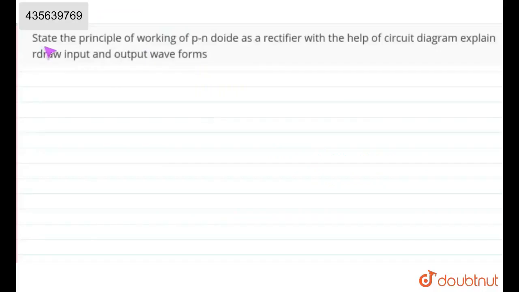In this question, we have been asked to state the principle of working of a PN diode as a rectifier, and with the help of a circuit diagram, explain and redraw the input and output waveform. So we'll see the circuit diagram first.